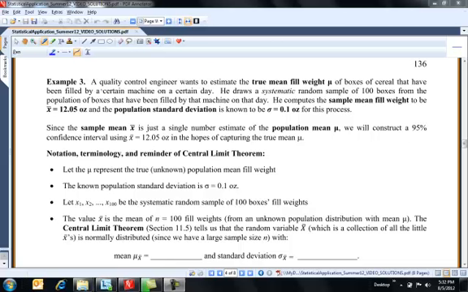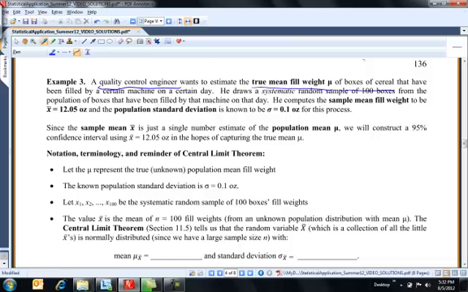So imagine for now that you are a quality engineer working at a cereal company, and you're trying to estimate the true mean fill weight of boxes of cereal. There is a true mean weight for all the boxes that you produce every day, but we're trying to figure out what that is. You have a label on your box, but does mu actually equal that?